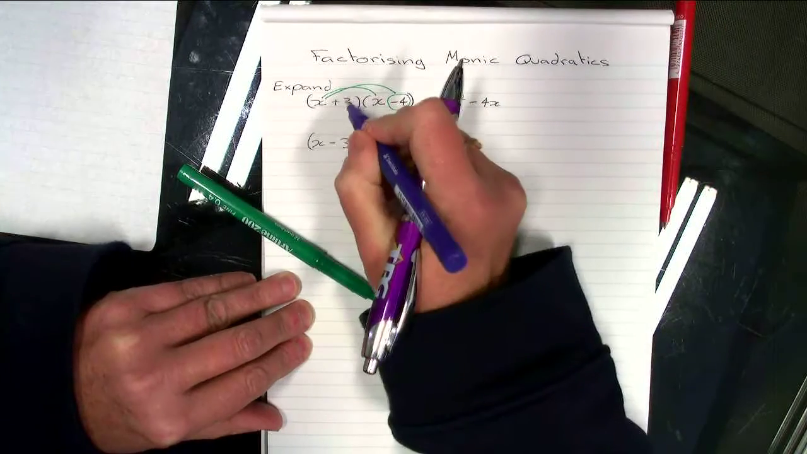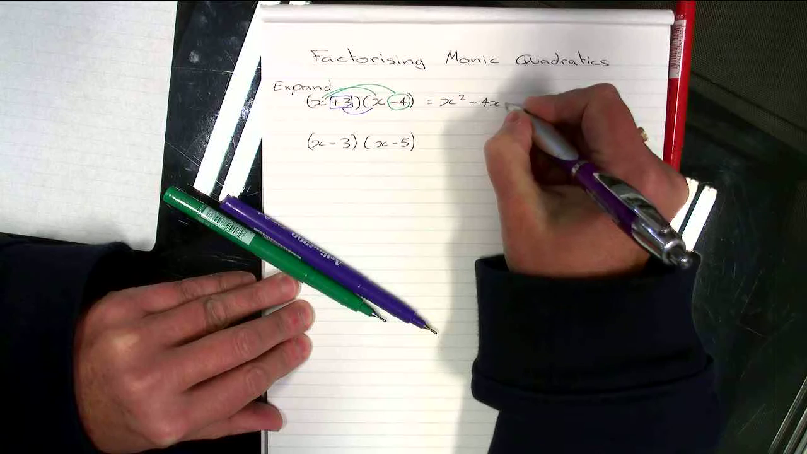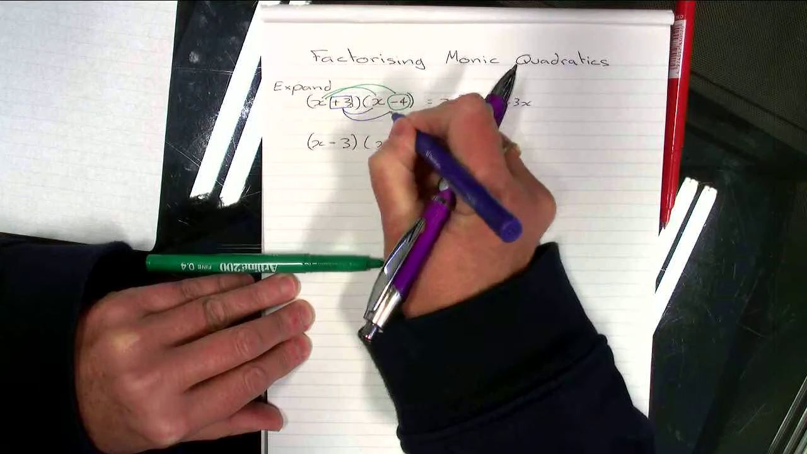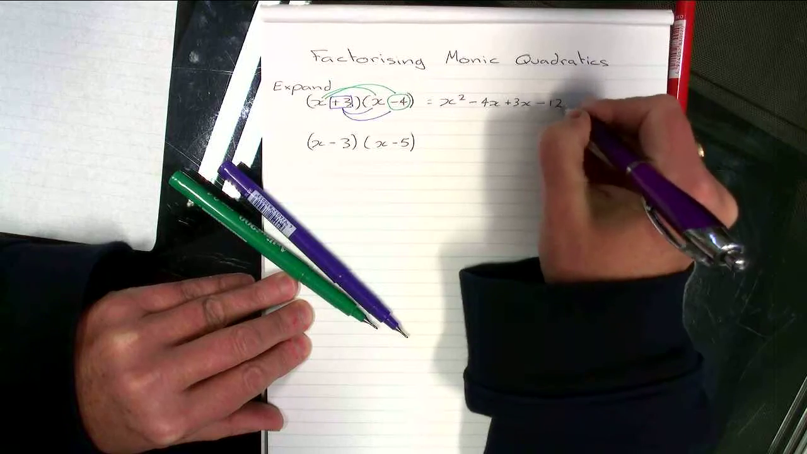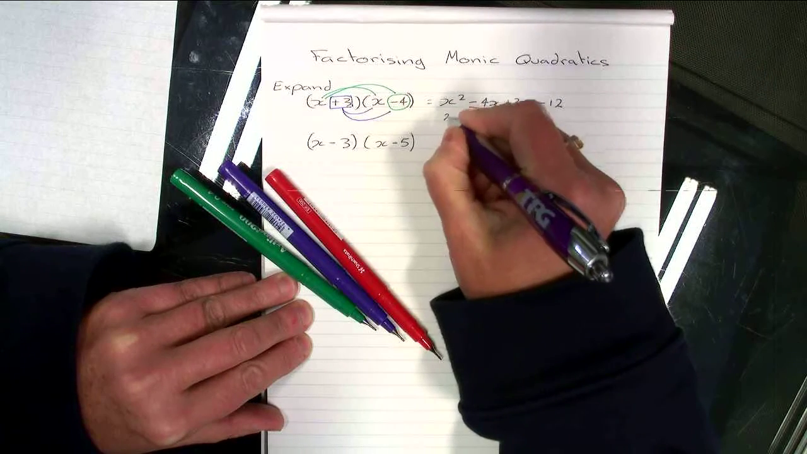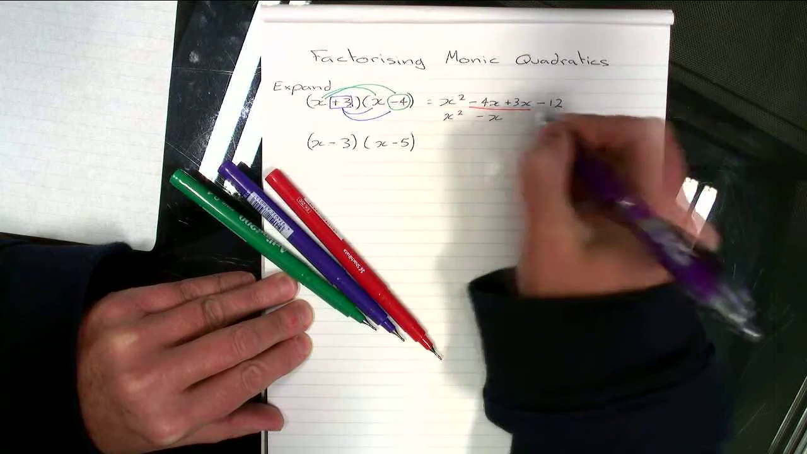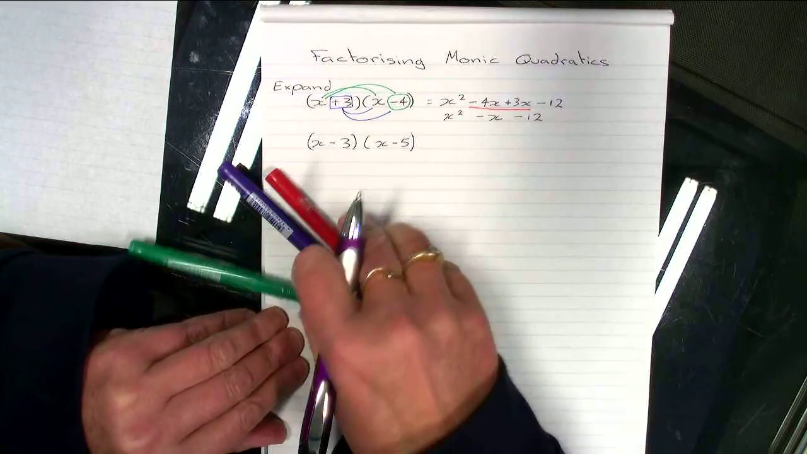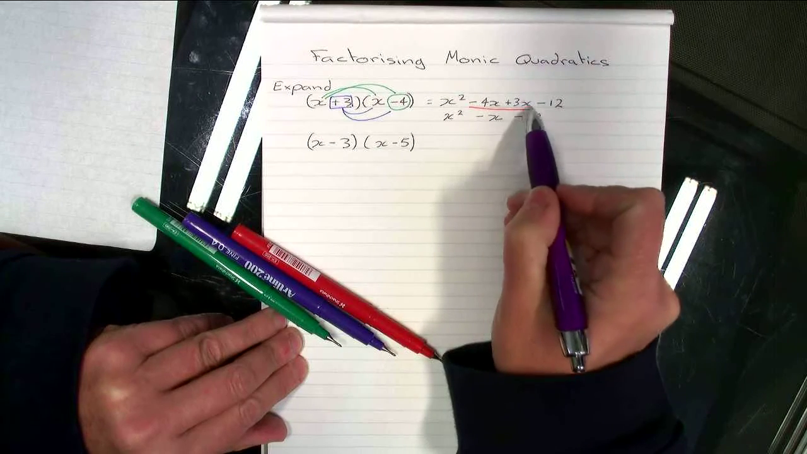Then we look at the second term in this bracket here, and we take that whole plus 3 and we times it by x, so the inside terms plus 3x, and then we take plus 3 times minus 4. A plus times a minus is a minus, 3 times 4 is 12. Then we collect the like terms, so we have x squared, minus 4x plus 3x is minus x, and we've got minus 12. So that's our first example when we have a plus and a minus. Make sure that you see what happens when we collect these like terms in the middle.